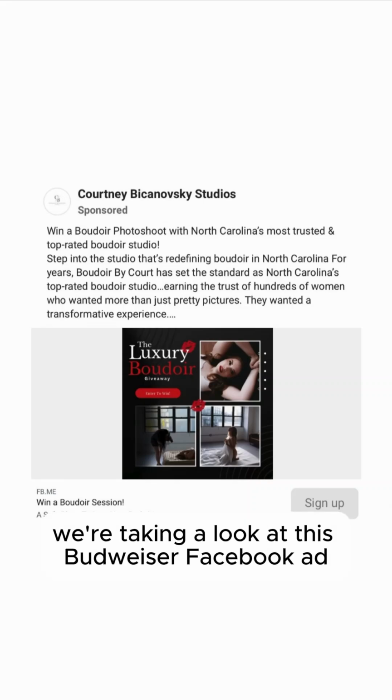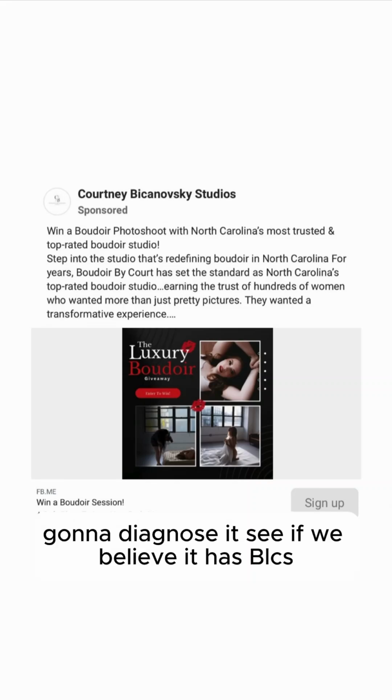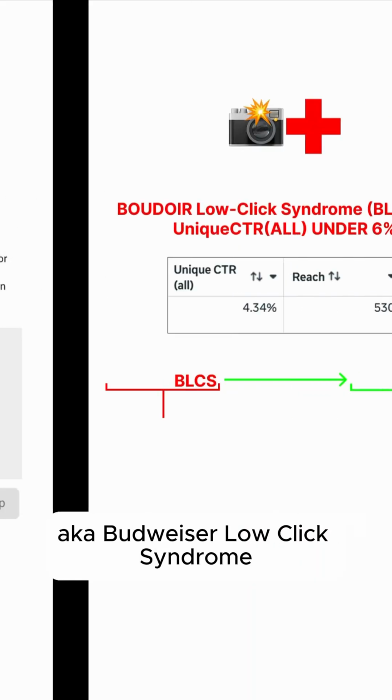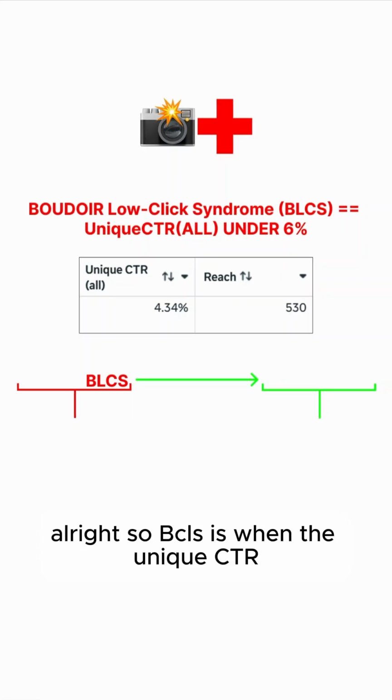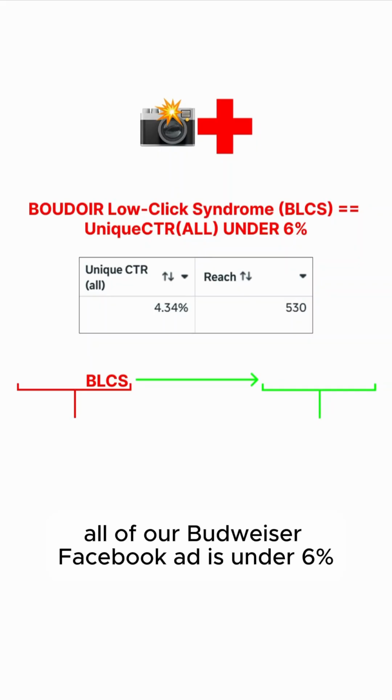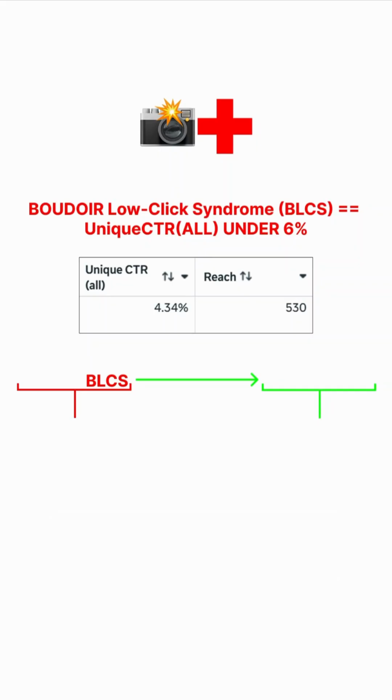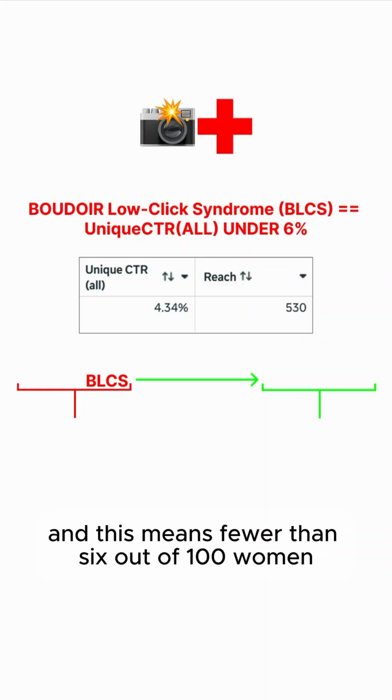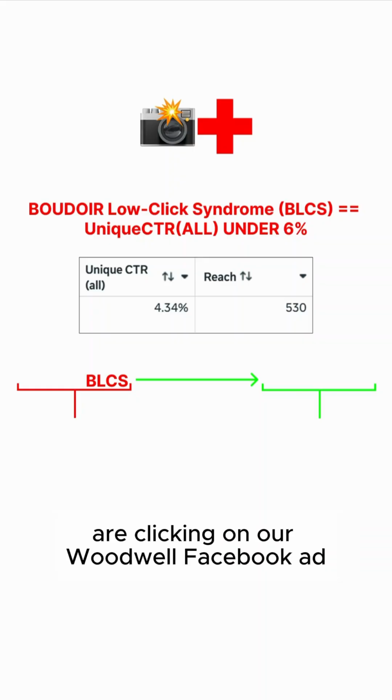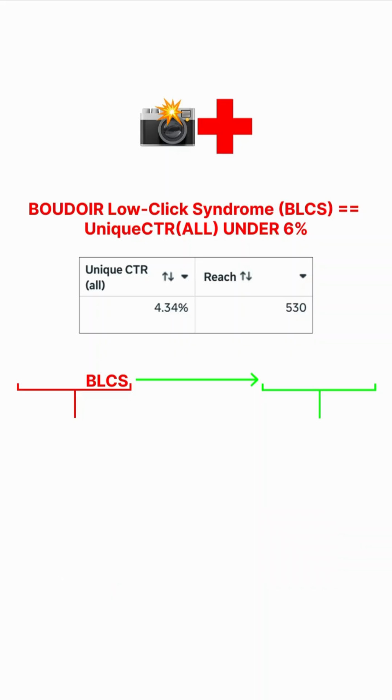All right, y'all, we're taking a look at this Boudoir Facebook ad. Gonna diagnose it, see if we believe it has BLCS, aka Boudoir low click syndrome. BLCS is when the unique CTR all of our Boudoir Facebook ad is under 6%. And this means fewer than 6 out of 100 women are clicking on our Boudoir Facebook ad.